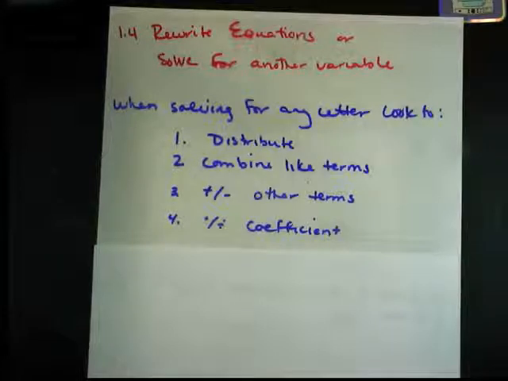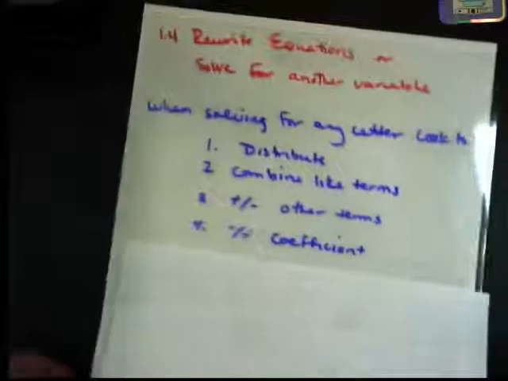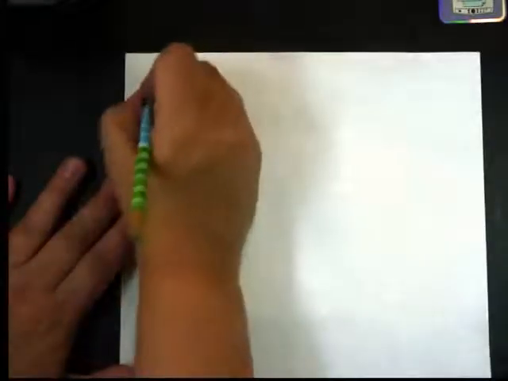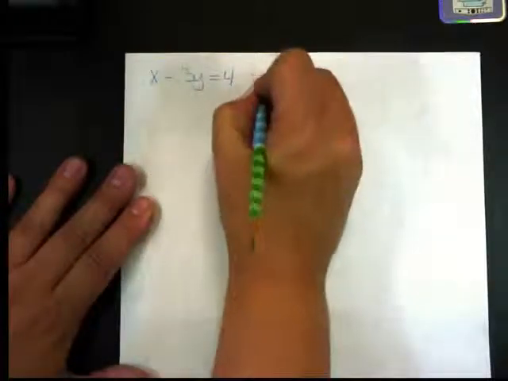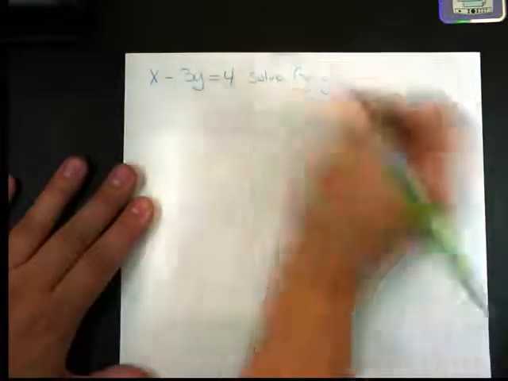Our goal is to focus on the letter that we want. All right, but the process itself is the same as what we do when we have numbers. So we're going to look at a couple of examples. x minus 3y is 4, and we're going to solve for y.